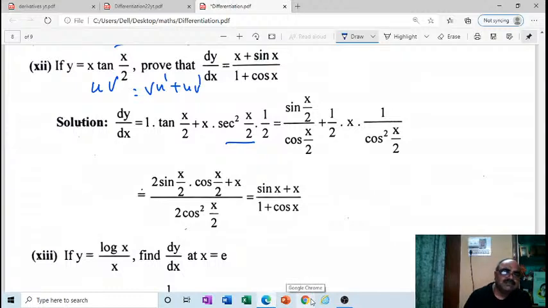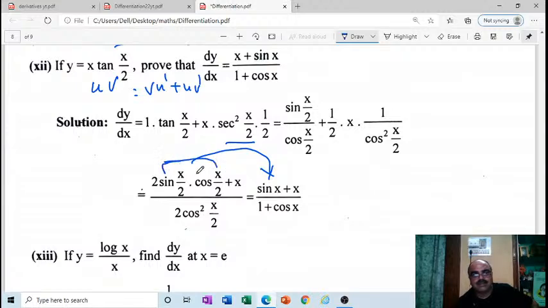See here friends, it's a half angle formula. We knew sin 2 theta is 2 sin theta cos theta, but it's half angle here. 2 into sin of theta by 2 into cos of theta by 2. So sin 2 theta becomes, at its half angle, sin theta, sin x. Right? It is sin x plus x by 1 plus cos x. Sin x plus x by 1 plus cos x is the answer.